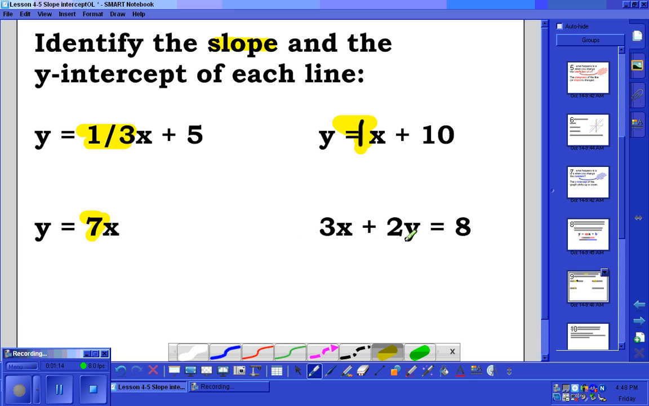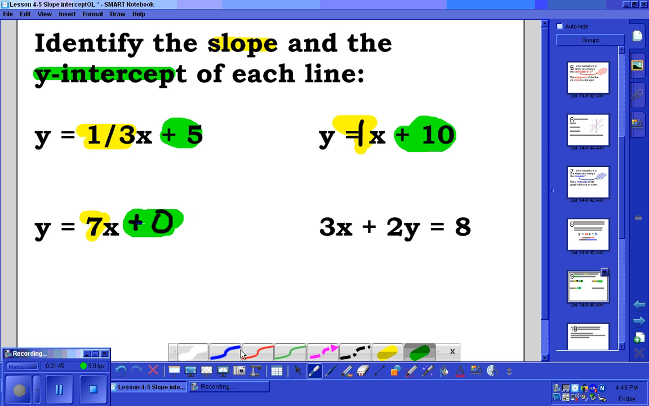However, this one's not written in slope-intercept form. We'll come back to that in a minute. All right, now let's find the y-intercept. The y-intercept of each line would be the constant number at the end. So on this first equation, our y-intercept would be 5. On this equation, our y-intercept would be a positive 10. Over here, you'll notice there's no number written, so what number would that be? Well, it is 7x plus 0. So in this case, our y-intercept would be 0.